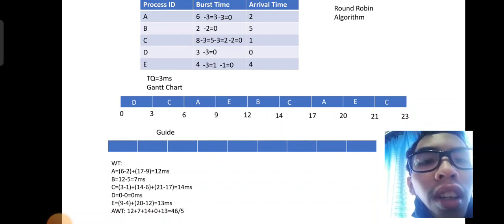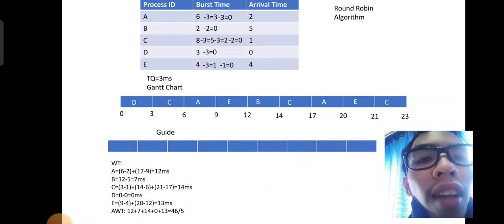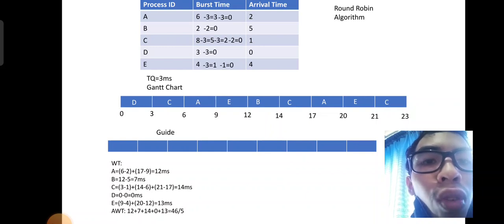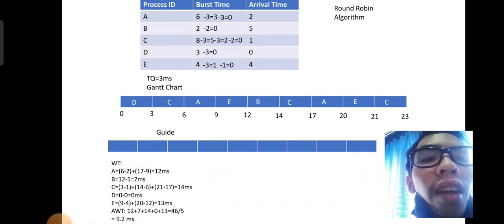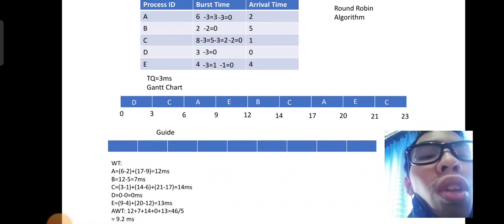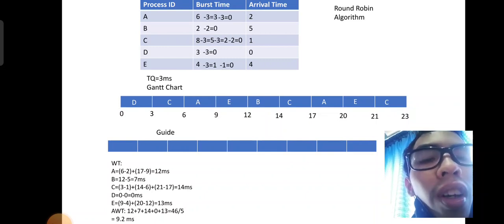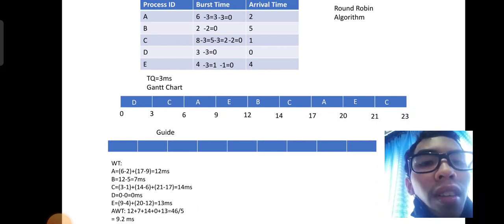To get the average waiting time, we will get the total of all what we solved from process A to E. So 12 plus 7 plus 14 plus 0 plus 13 is equal to 46. Then we will divide it by how many processes we have. Since we only have 5 processes, we will divide it by 5. So 46 divided by 5 is equal to 9.2 ms. So the total is 46, then we divide it by 5 because the total number of processes we have is 5. So we got the average waiting time of 9.2 ms.